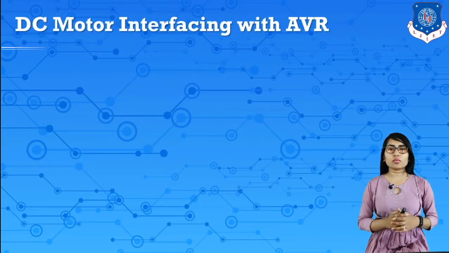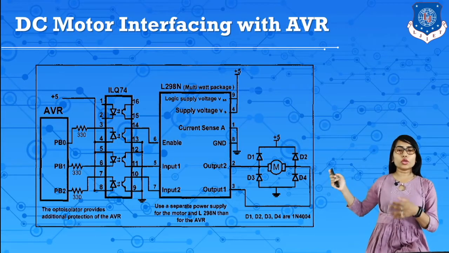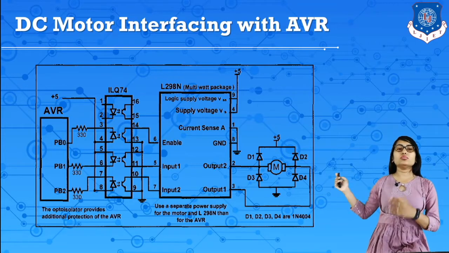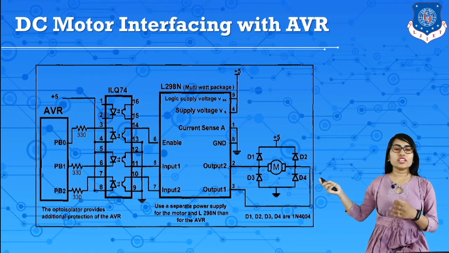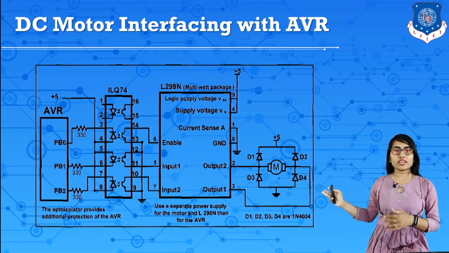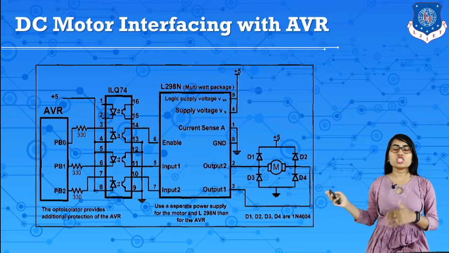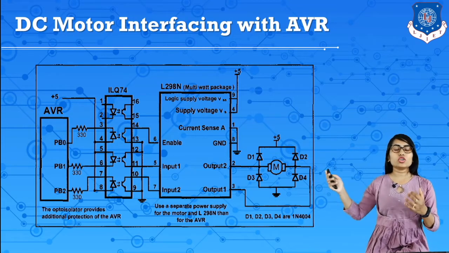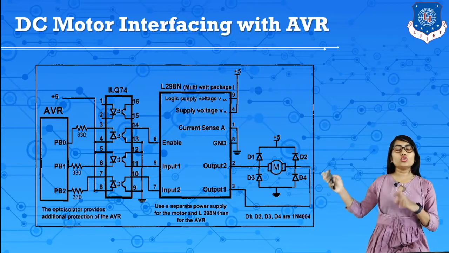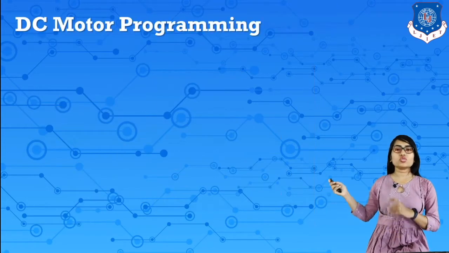This DC motor can be interfaced with the AVR like this. This AVR can be connected through an opto isolator to this DC motor. This opto isolator is used to provide additional protection of the AVR. Here a separate power supply is used for both of these. So here D1, D2, D3 are connected like this. These all are diodes and they are connected in an H bridge for bidirectional control. So PB0, PB1, PB2 are connected through the opto isolator to this DC motor. So this is how a DC motor can be interfaced with AVR.